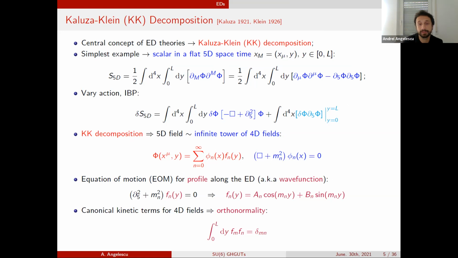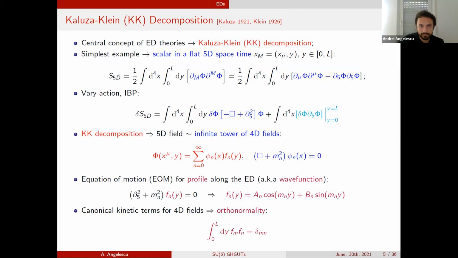And one can write down the equations of motion for these profiles. In flat space, they're pretty simple. They're just sines and cosines. These wave functions are also normalized by virtue of wanting to have canonical kinetic terms in my 4D field. So the main point is that the 5D field here is like an infinite tower of a 4D field.